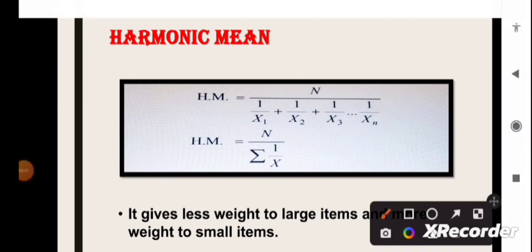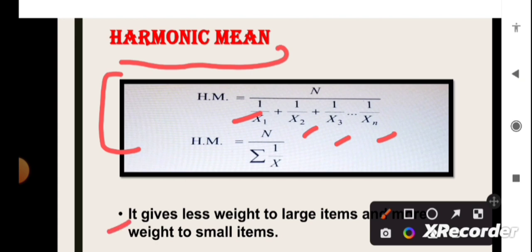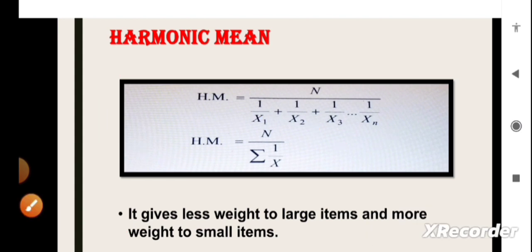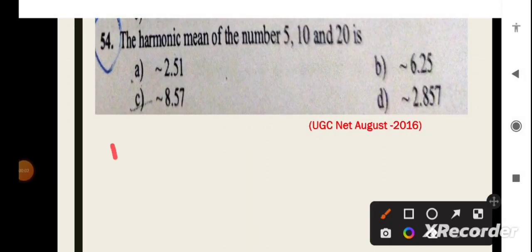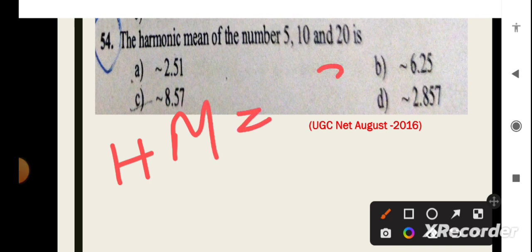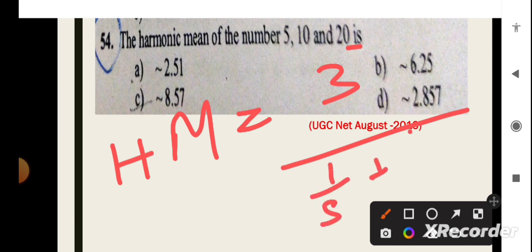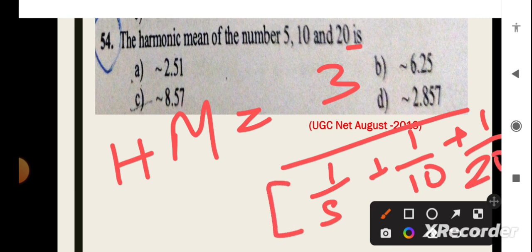Last one is the harmonic mean, which is given by this formula, and it is defined as the reciprocal of the arithmetic mean of the reciprocals of the individual values. One important point of harmonic mean is that it gives less weight to the large items and more weight to the small items. For solving this, we will use this formula, that is harmonic mean is equal to 3, that is the number of observations, divided by 1 by 5 plus 1 upon 10 plus 1 upon 20. After solving this, we will get our correct answer, which is option C.